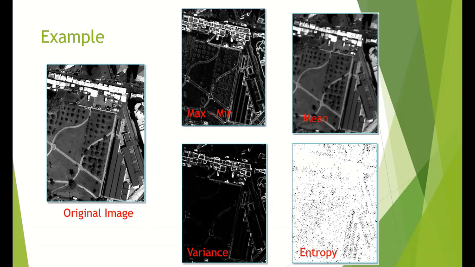Here, on the left side, you can see the original image of a high resolution dataset, and the others are some of the texture metrics that I have calculated for your reference. You can see in the mean, variance and entropy texture metrics, there are different outputs you can get. Depending on your requirement and purpose, you can calculate these and make it easier for your classification or any other activities when you are working with remote sensing data.